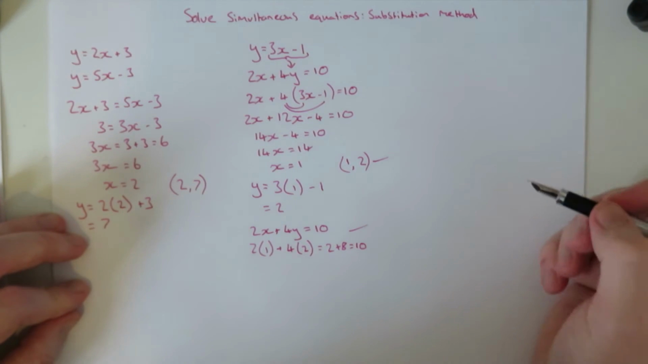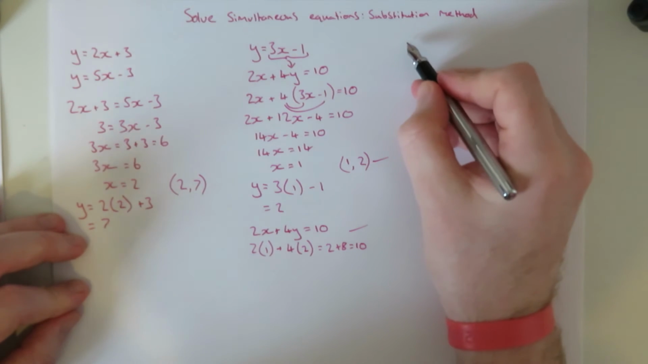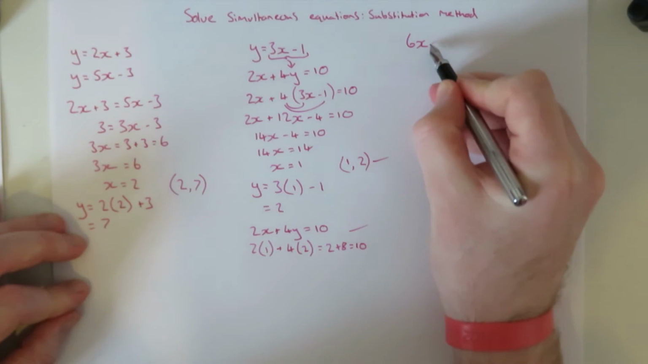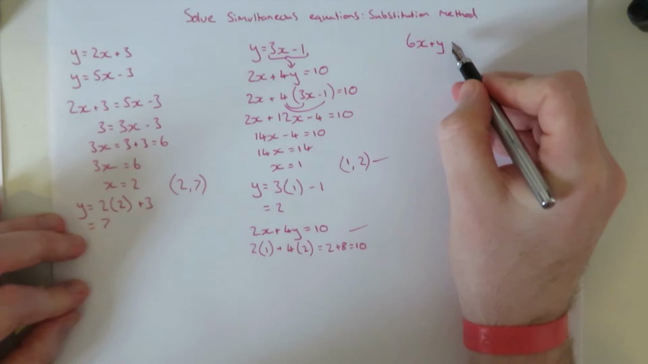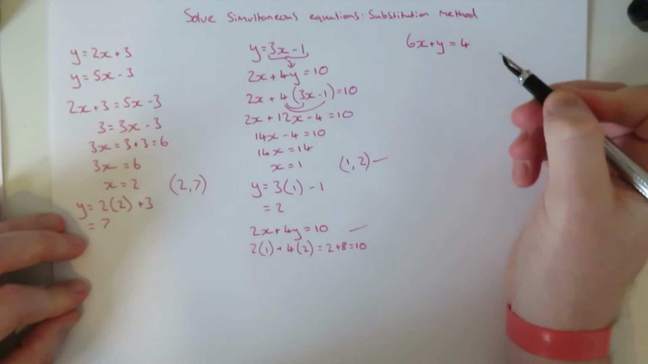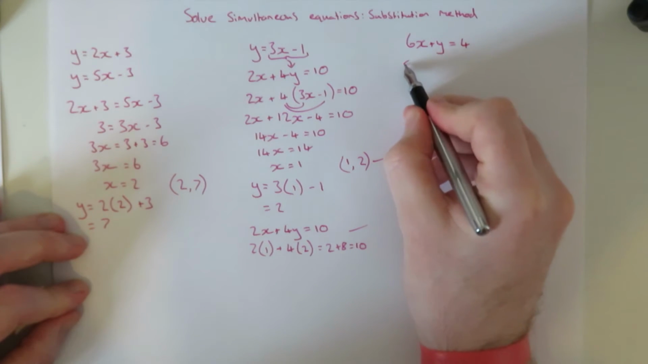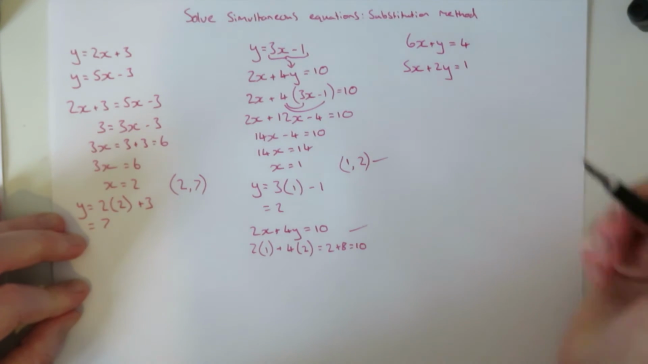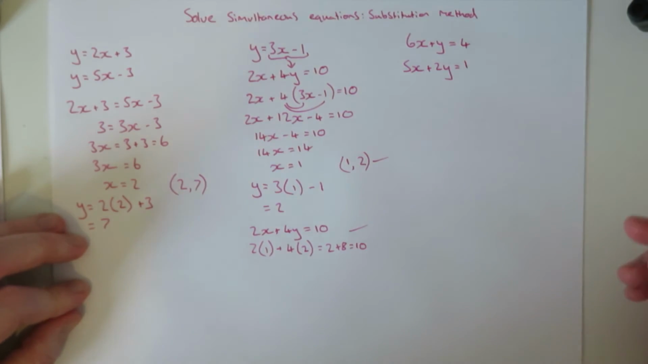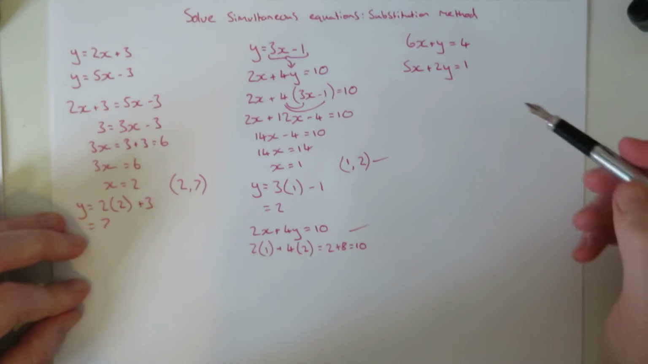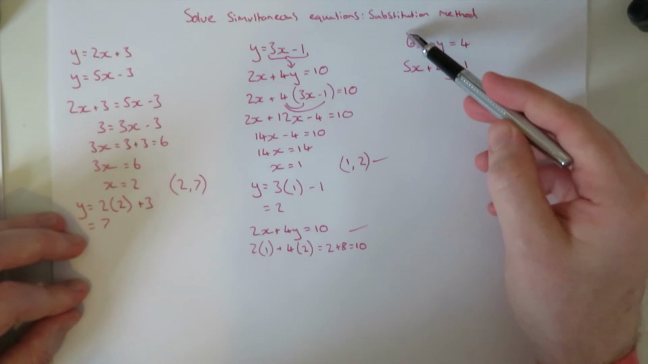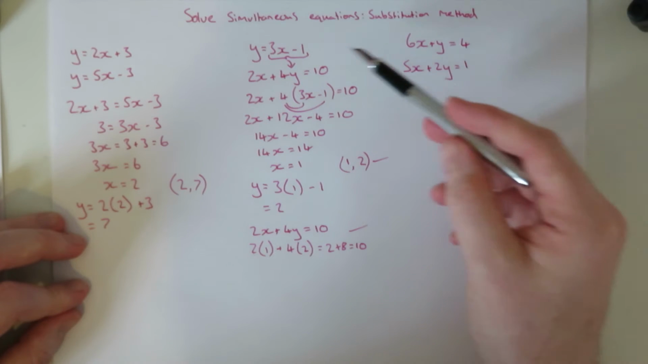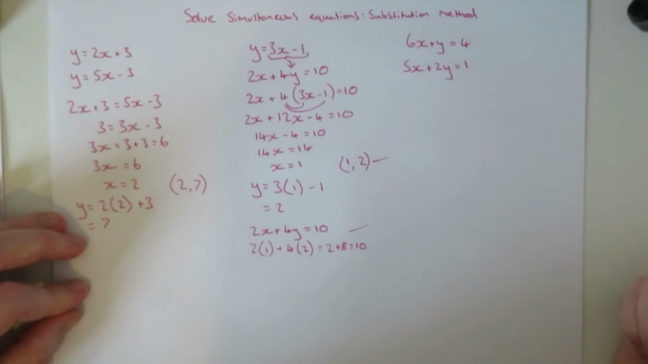So let's have another go at one of these questions. 6x plus y equals 4. 5x plus 2y is equal to 1. And I'm going to invite you here to pause the video for a second so that you can try and use the same sort of technique here as what we've used here, but there is one extra step. So I'm just going to pause for a second there.